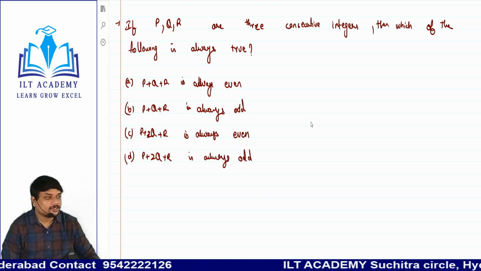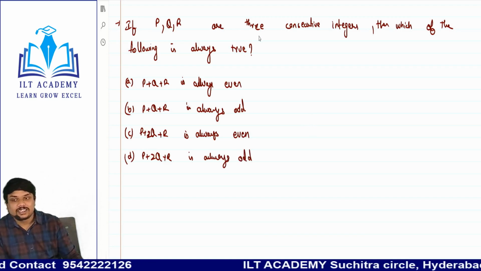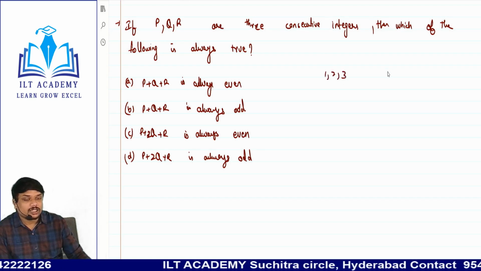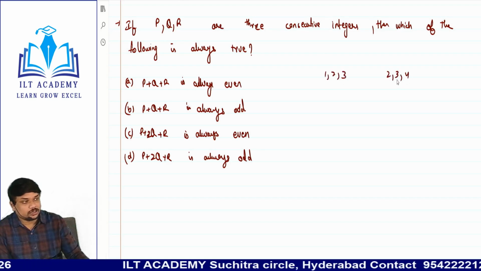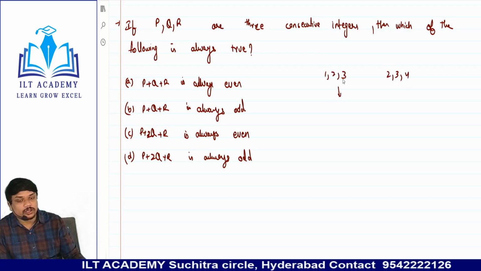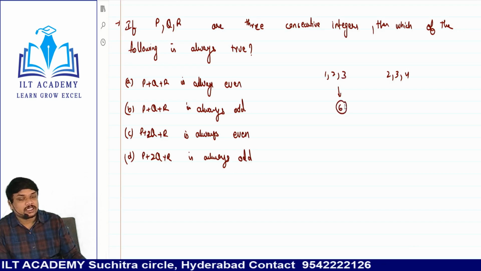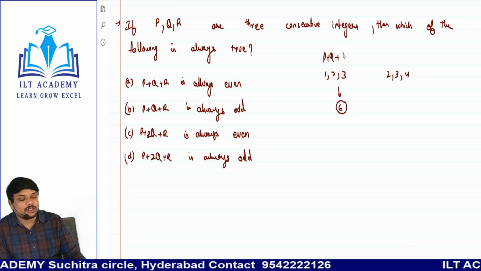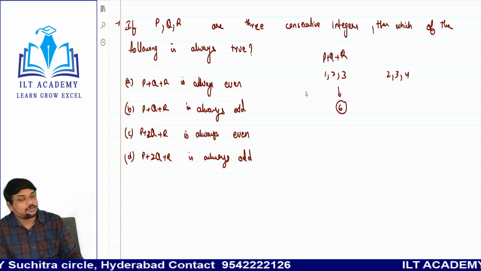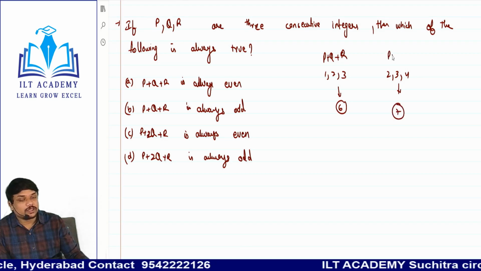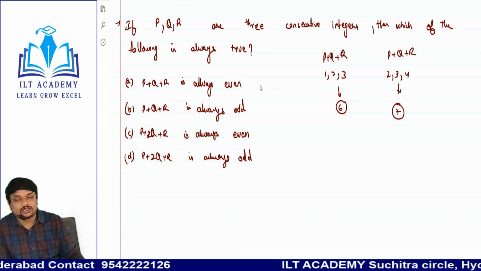Why? See, there are 3 consecutive numbers. Suppose I can take it as 1, 2, 3 and second time 2, 3, 4 samajhka. Now when I do 1 plus 2 plus 3, it will be what? 1 plus 2, 3, 3 plus 3, 6. So P plus q plus r is what? Even. But here when I do, I'll get what? 7. So P plus q plus r is what? Odd. ये तो नहीं हो सकता.